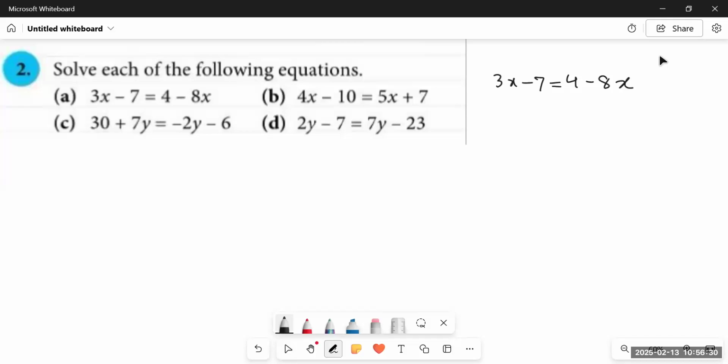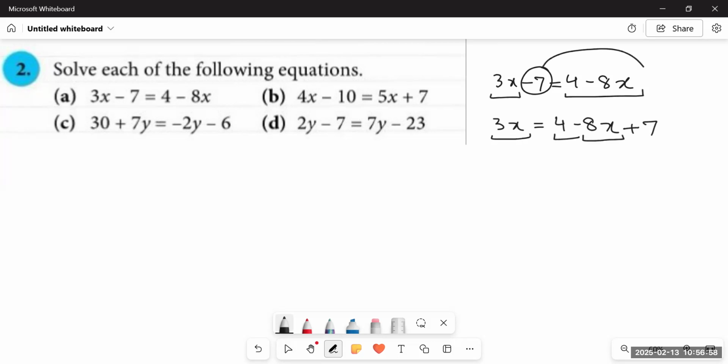So if we talk about 3x minus 7, it means I have to shift minus 7 from here to the other side. So keeping all the numbers in their places, I'll simply shift minus 7 to the other side and it would be plus 7. You see what I did? Apart from minus 7, all the numbers are the same: 3x, 4, minus 8x. But from minus 7, it turned plus 7.